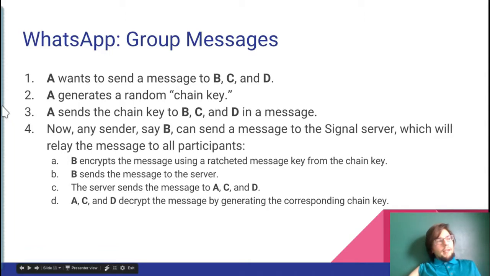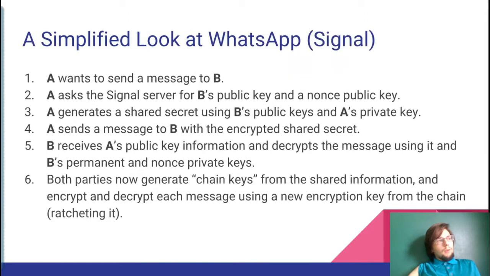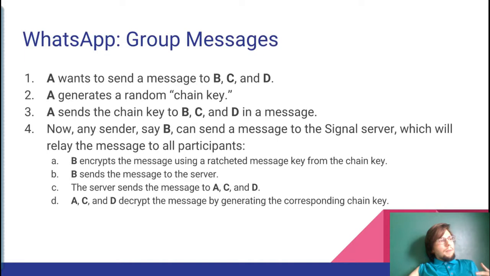In order to send this chain key, A establishes a secure asynchronous connection with B, C, and D, the same way A would if A was trying to send a message to any of those users individually, as we saw here. Okay, so these users have now received this message. No one else can see it because it was using their own private keys.